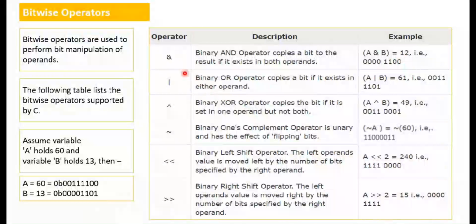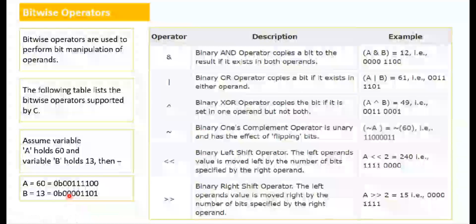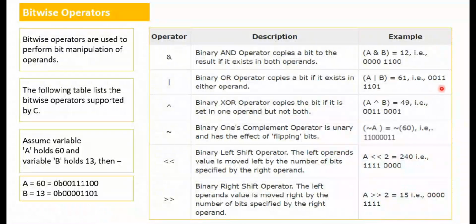Similarly, there is binary OR operator, which copies a bit if it exists in either operand. That means the truth table for OR gate. For input A and B, the output will be high if any of the input is high. So again check in A and B, wherever there is 1, just copy. So 1, 0, 1, 1, 1, 1, 0, 0. So it will give you 00111101, which is 61.